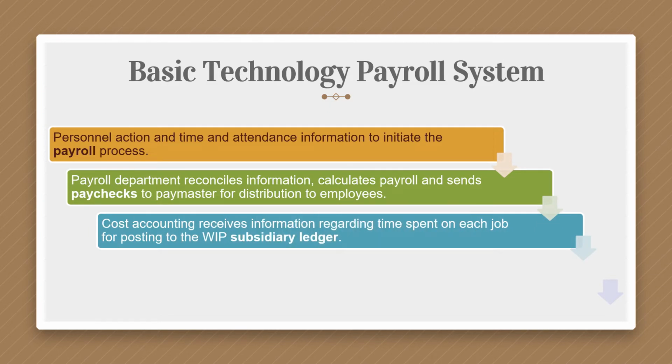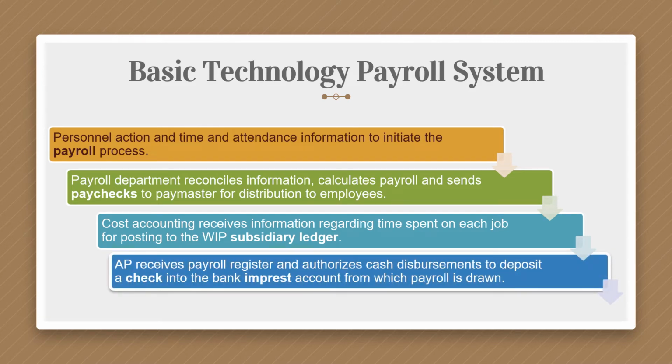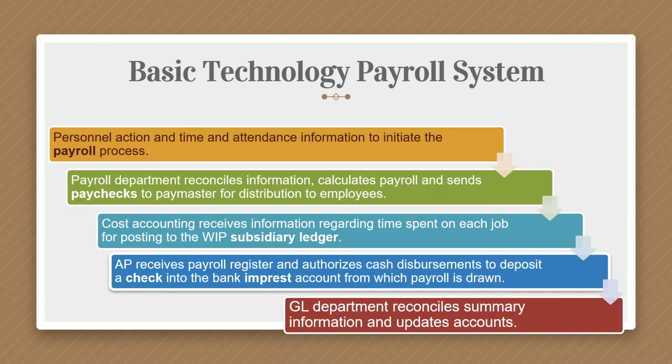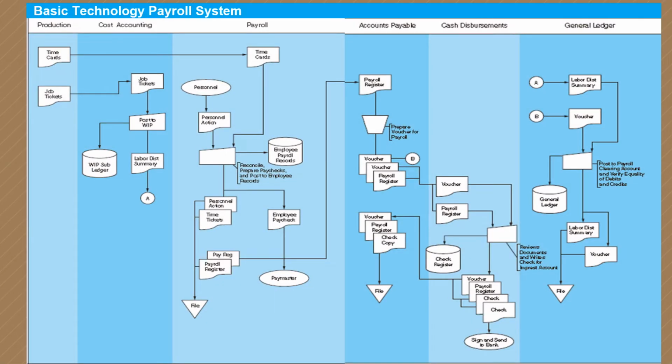After that, cost accounting receives information regarding time spent on each job, from posting to the work in process subsidiary ledger. Then accounts payable receives the payroll register and authorizes cash disbursement to deposit a single check into the bank imprest account from which payroll is drawn. Lastly, the general ledger department reconciles summary information and updates the accounts. Here we have the basic technology payroll system flowchart.